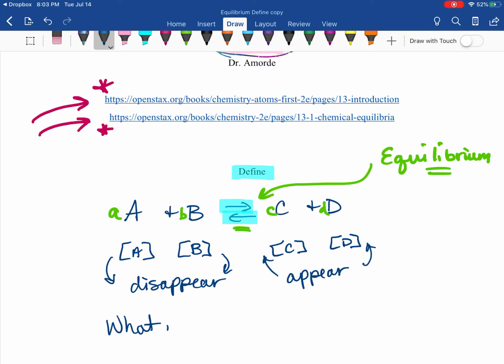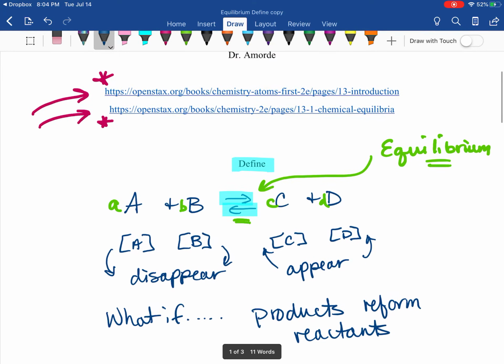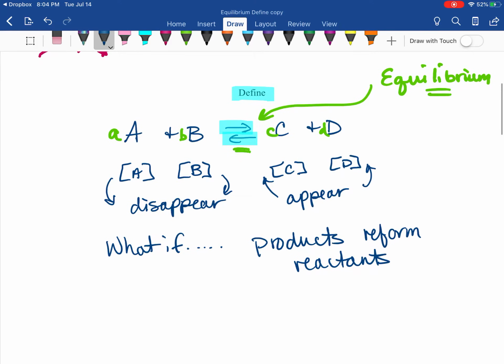Okay, now let's add a little twist to this. What if your products could actually reform reactants? Now we're starting to get somewhere. And this is the very beginning of equilibrium.